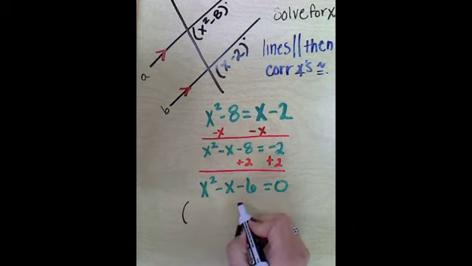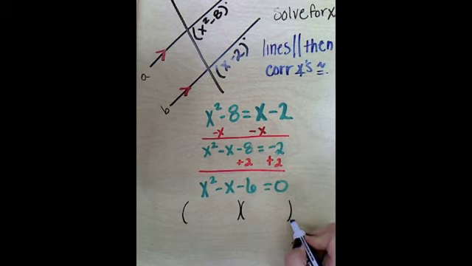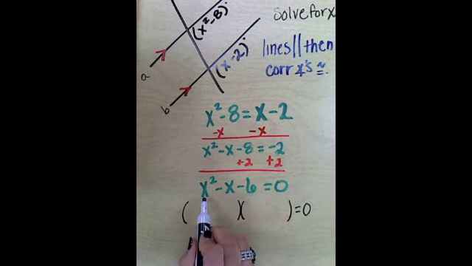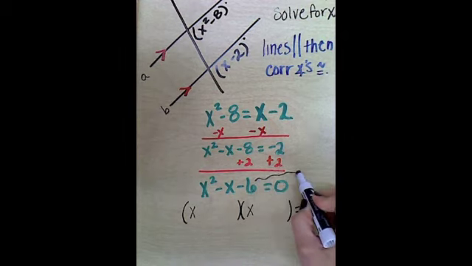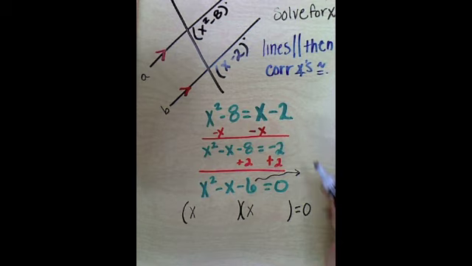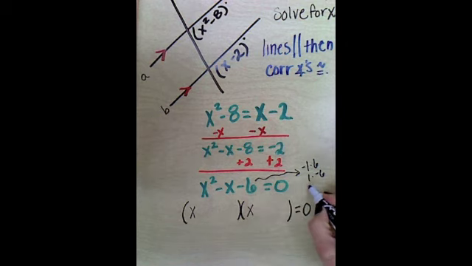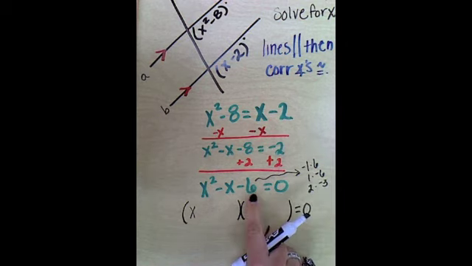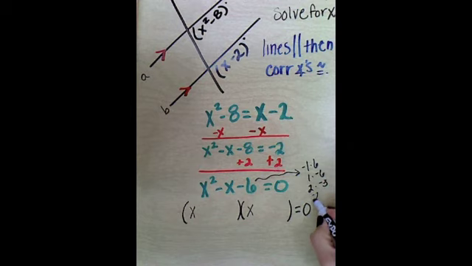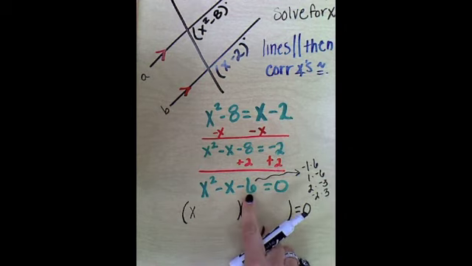We're going to hope that we can factor, so we're going to immediately set up our parentheses. It's still equal to 0. And we think, what times what got me x squared? It has to be x times x. Then we think of all the different factors, what multiplied together to get me 6. Well, I could have had a negative 1 times 6, and that gives me negative 6. Could have had a 1 times negative 6, that gives me negative 6. Could have had a 2 times negative 3, negative 6. Or I could have had a negative 2 times 3, and that gives me negative 6.